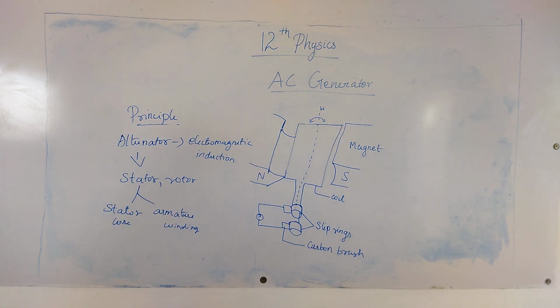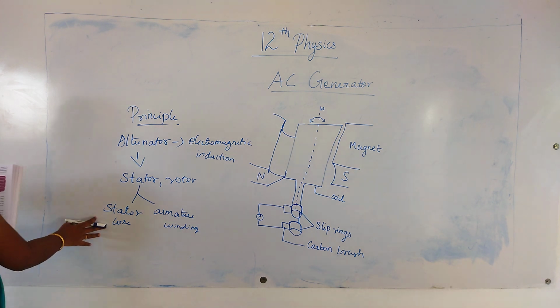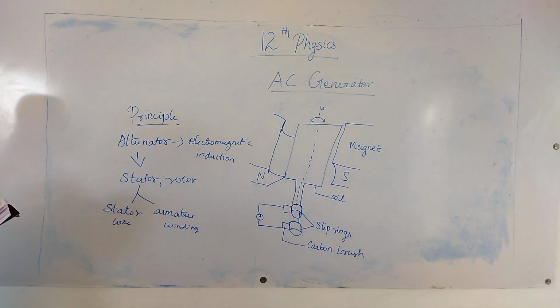The stator core or armature core is made up of iron or steel alloy. It is a hollow cylindrical structure and is laminated to minimize the eddy current loss. Then slots are cut on the inner surface of the core to accommodate the armature winding. The armature winding is the coil wound on the slots provided in the armature core.